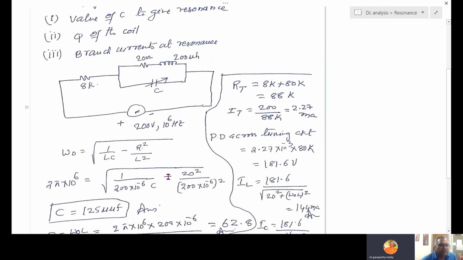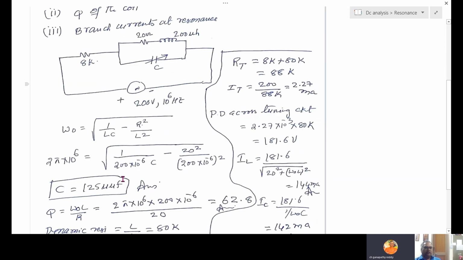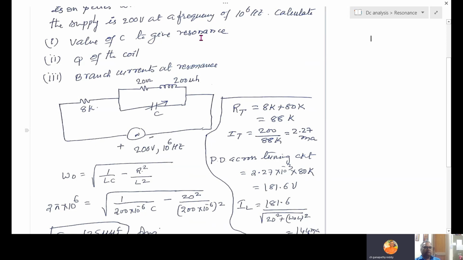See as it is, minus R square by L square. This R is 20, not 8K. So this series resistance will not disturb the resonance. Only this value decides the resonant frequency. So 20 square by L square, and unknown is only C. Solve for C, you will get 125 microfarads. So this is the first question, easy.